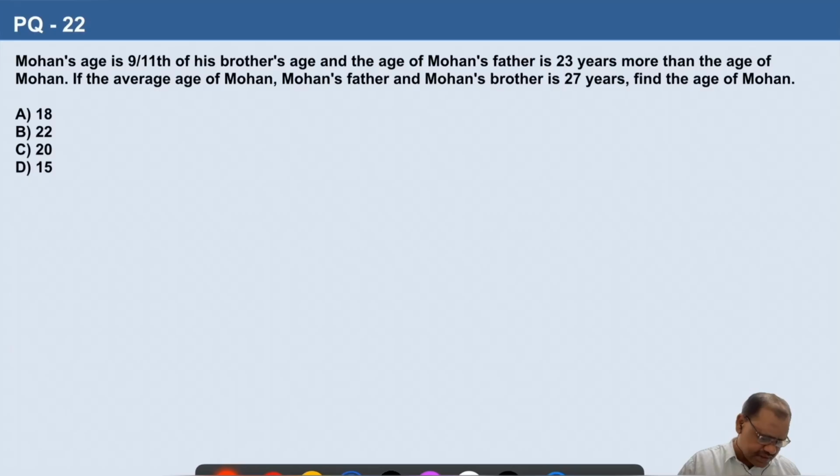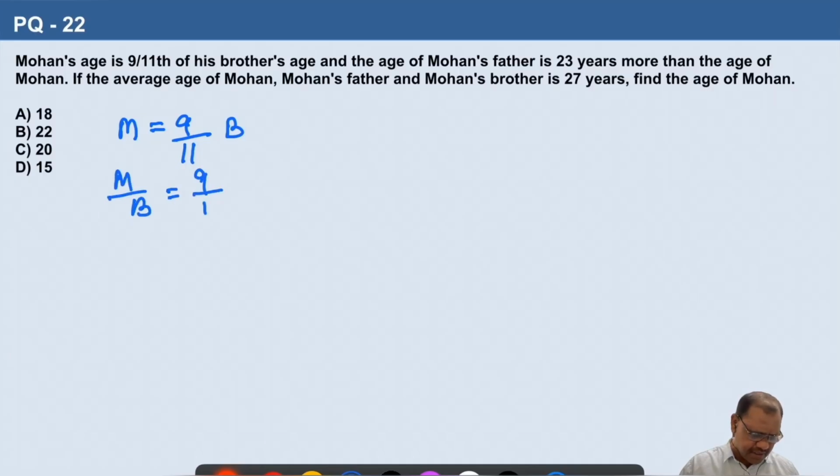Mohan's age, let us assume as M, is 9 by 11 of his brother's age. Brother we will assume as B. So M is equal to 9 by 11 B. So M by B is equal to 9 by 11. M is to B is equal to 9 is to 11. Mohan and brother, the ages are in the ratio of 9 and 11.